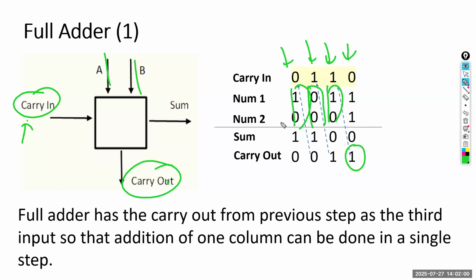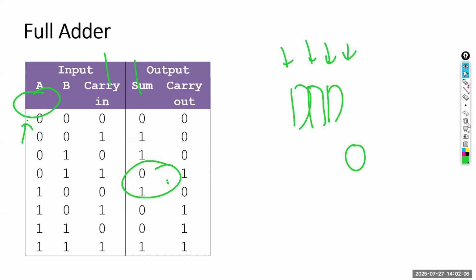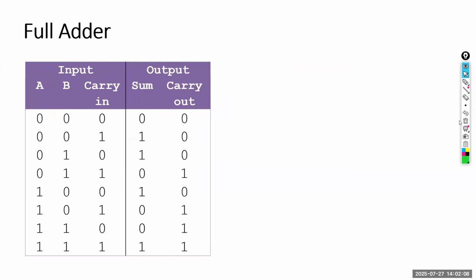But how to implement it? What is the circuit? So first of all, you need to have the truth table, right? Truth table. So now we have three inputs, right? Because AI, BI, carry I, or carry I minus one from the previous step.